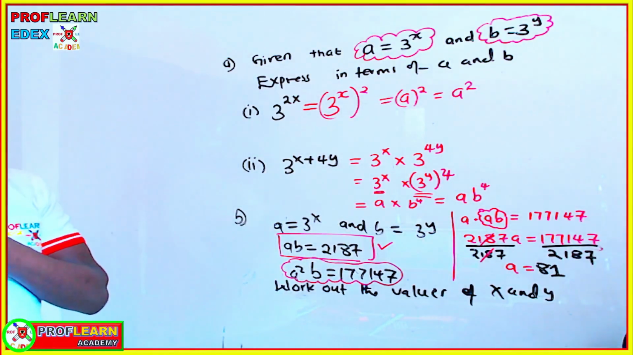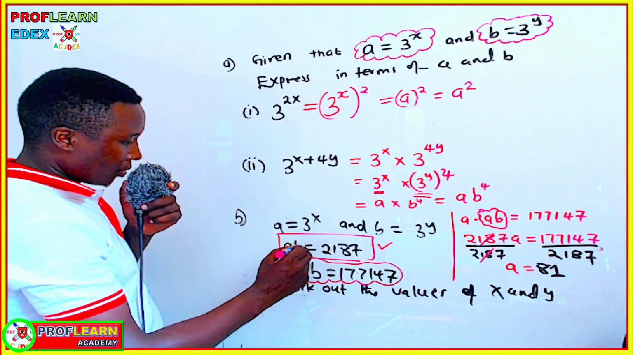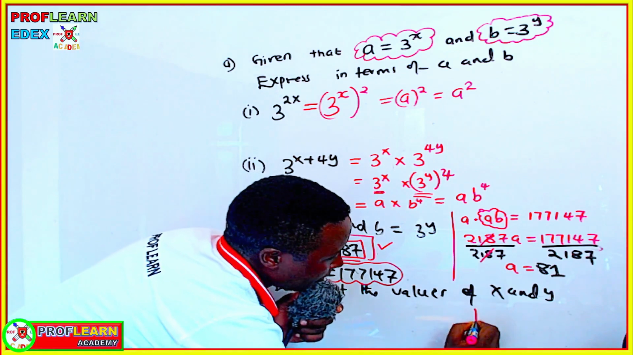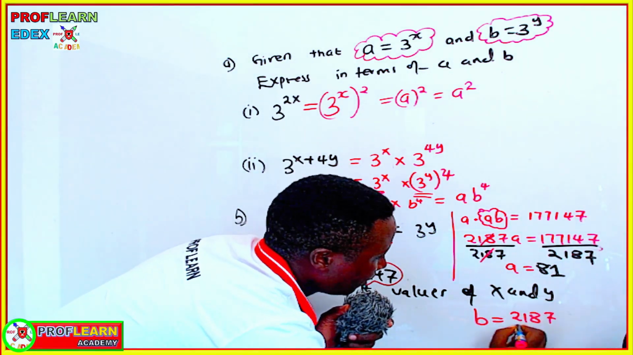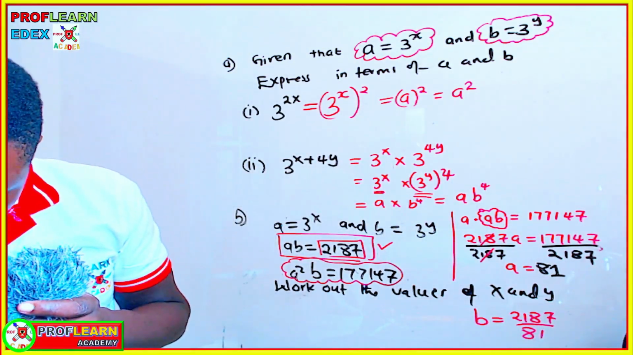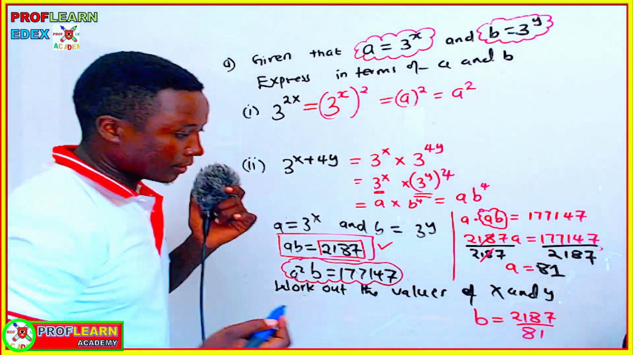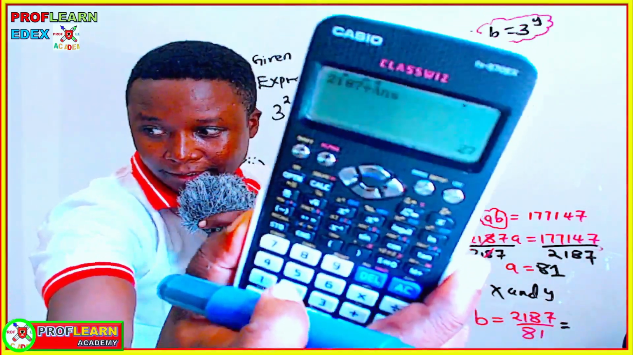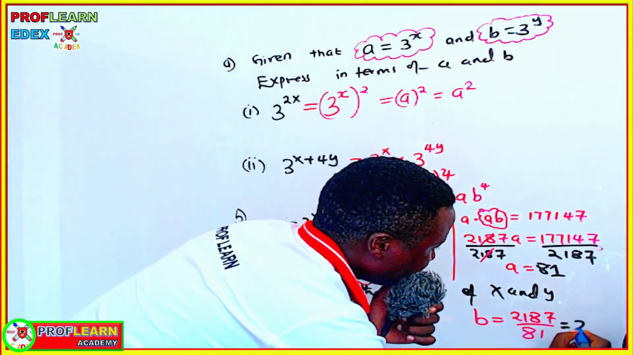Now, once we have gotten the value of A as 81, we can go back to this section that we have here. Our A is 81, so therefore B is going to be 2187 divided by 81. We are going to get the final answer here to be, you can see that, look at that, 27. So this is 27.